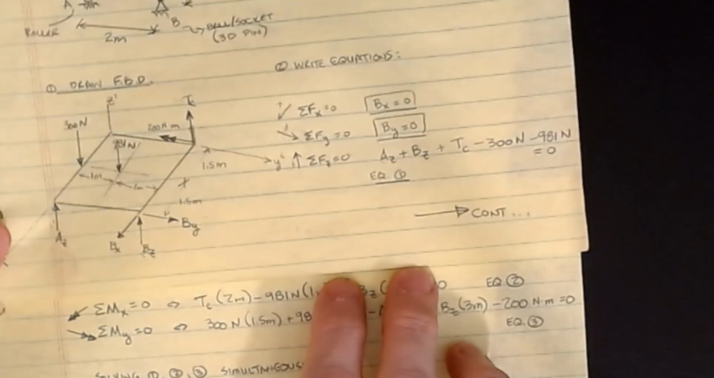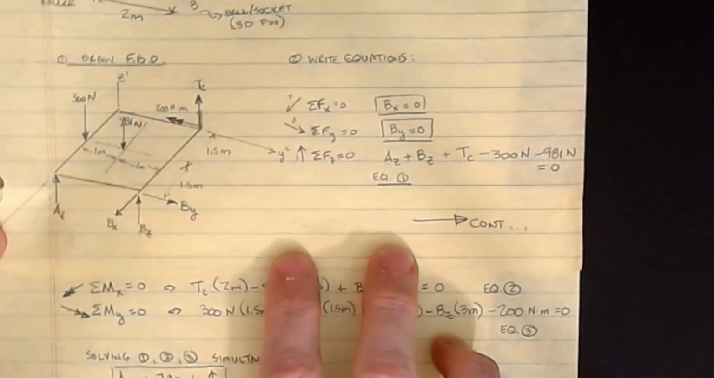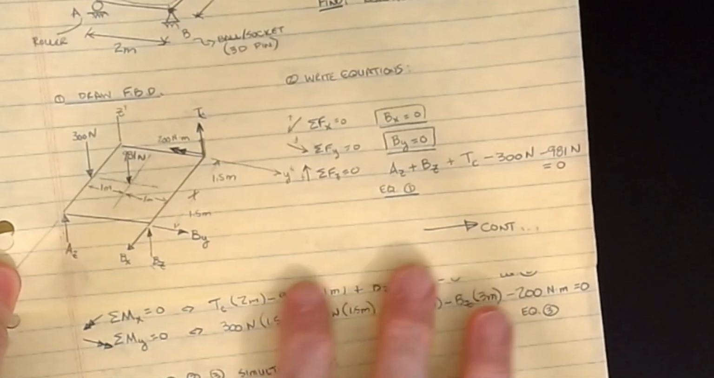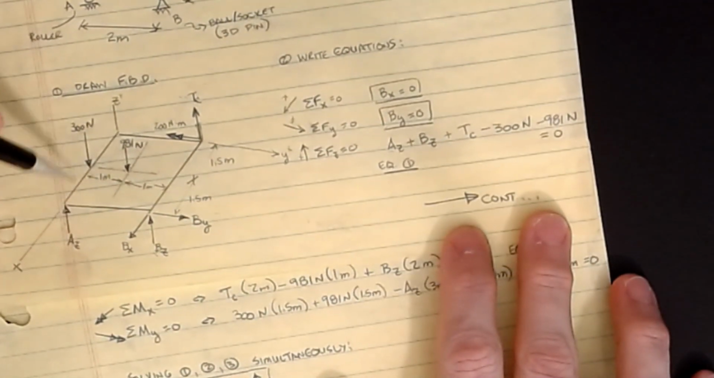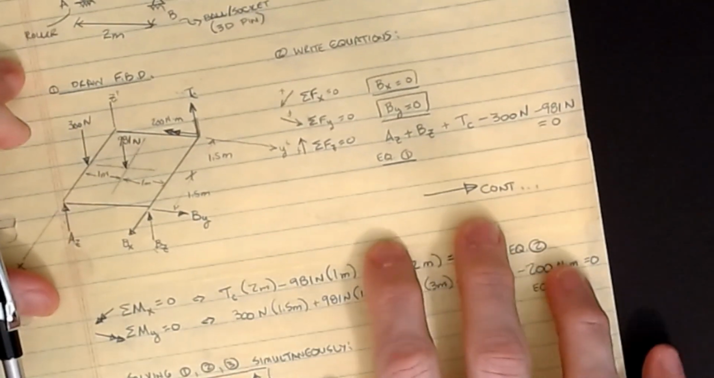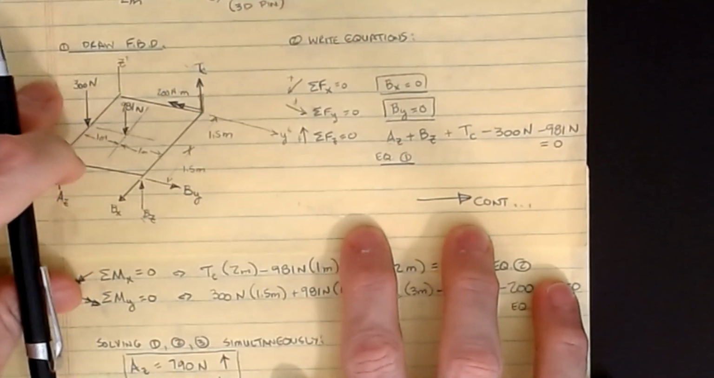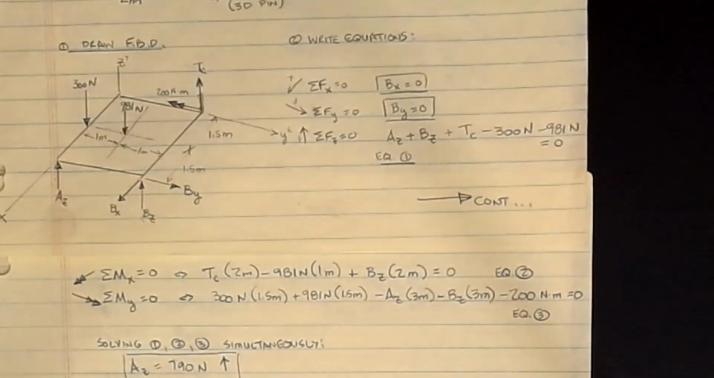Let's look at doing our moment equations. If I do the sum of moments about the x-axis, I can look at what all these forces do as far as causing a moment about the x-axis. Let me turn my paper a little so you can see. All right, so there's our picture. We're looking for forces and the perpendicular distance between the line of action of the force and the x-axis.